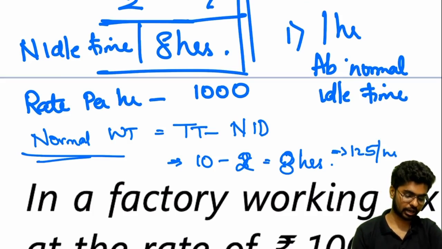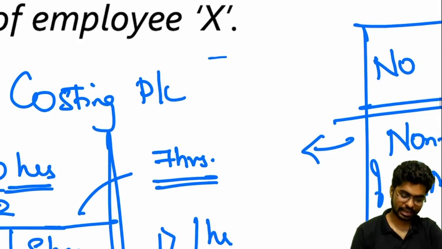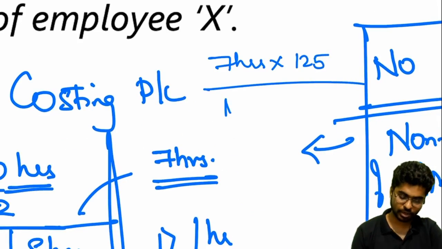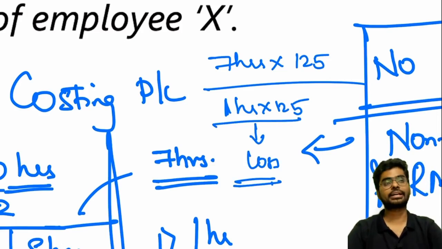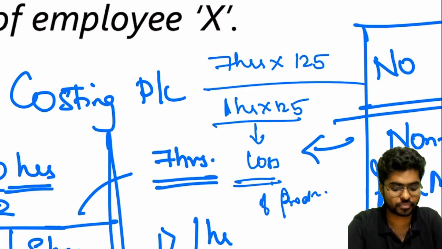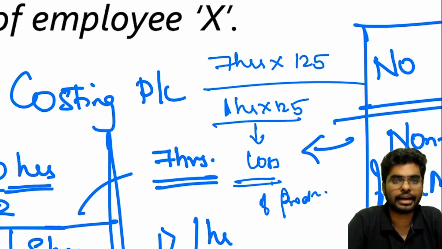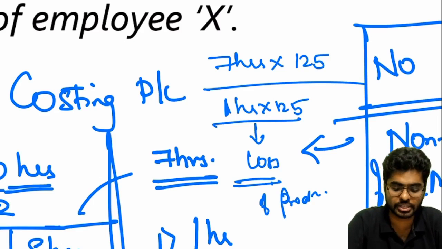So, how much does it come to? 125 per hour. So, you will be charging the client, see here, 7 hours into 125. The remaining 1 hour of 125 will be charged as a loss because the fault is of the production department. Did you understand this? Are you guys clear? So, normal is going to be charged to the cost of production and abnormal will go to the costing P&L. Are you clear?